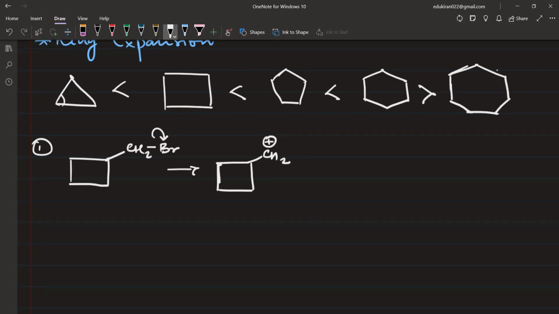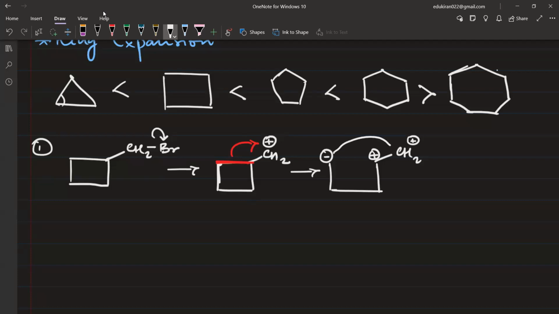Now the first step that you have to do in the ring expansion is what actually happens: this particular bond or this bond, you can take any one of them. This breaks and it adds onto this adjacent carbon atom, like this, electron source to electron sink. So first of all, I will break this bond. I've broken this bond, CH2 positive. This has a negative charge, this has a positive charge.